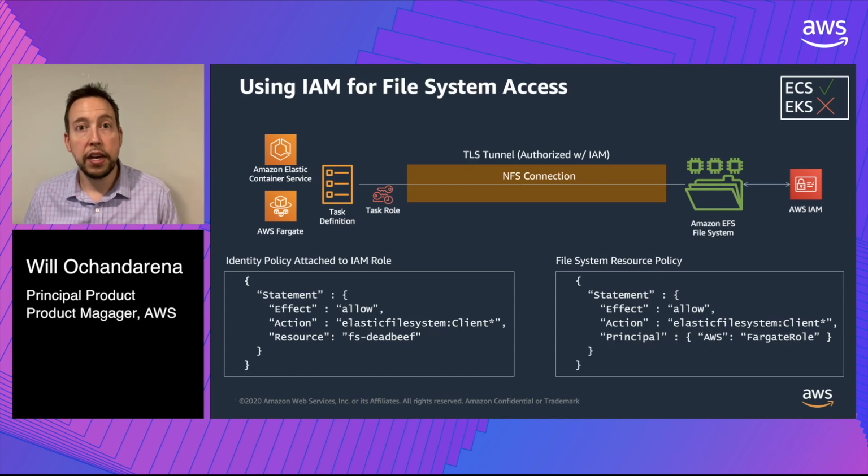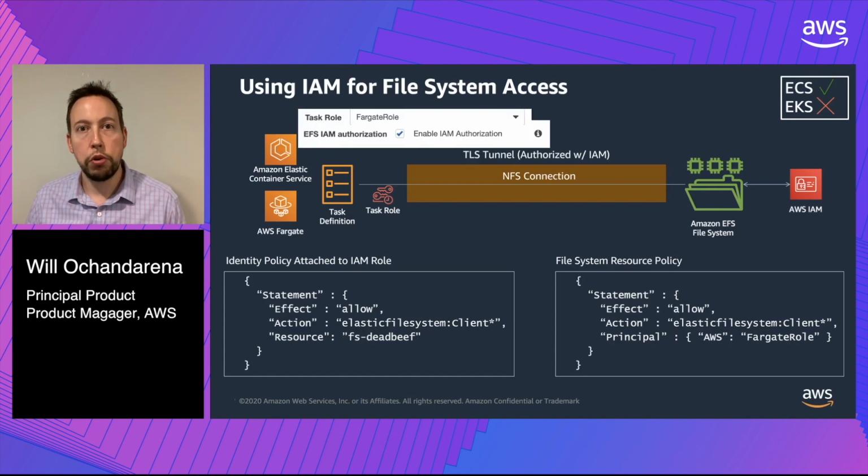From the ECS side, this is super easy to set up. All you have to do is associate a task role with your task, and then check the box in your volume definition for Enable IAM Authorization.